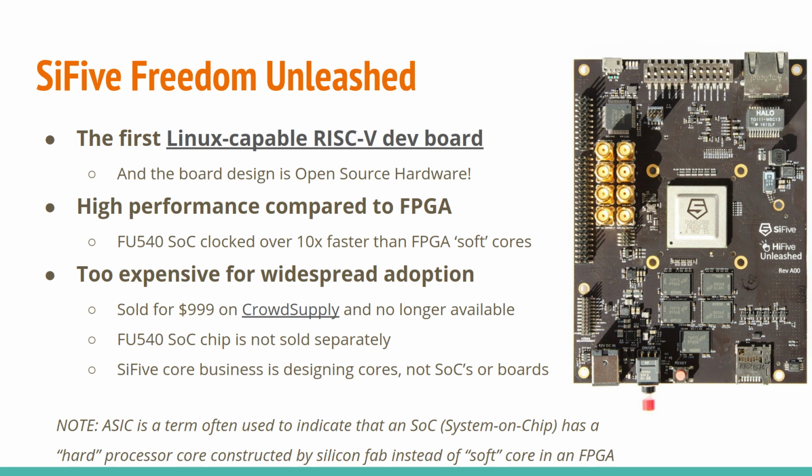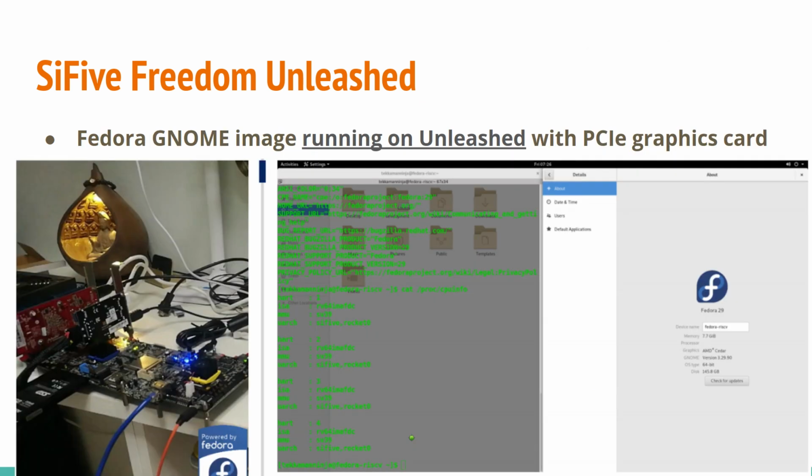But this board was $1,000, and it's no longer available. And the chip on it was never sold separately. And this is because SiFive's core business is designing and licensing cores and not building SoCs or boards themselves. But the neat thing about the Unleashed board was it showed us that we can actually run a full Linux desktop on RISC-V, which was pretty neat to see. So this is a Fedora GNOME image running on the Unleashed with a graphics card plugged into it.